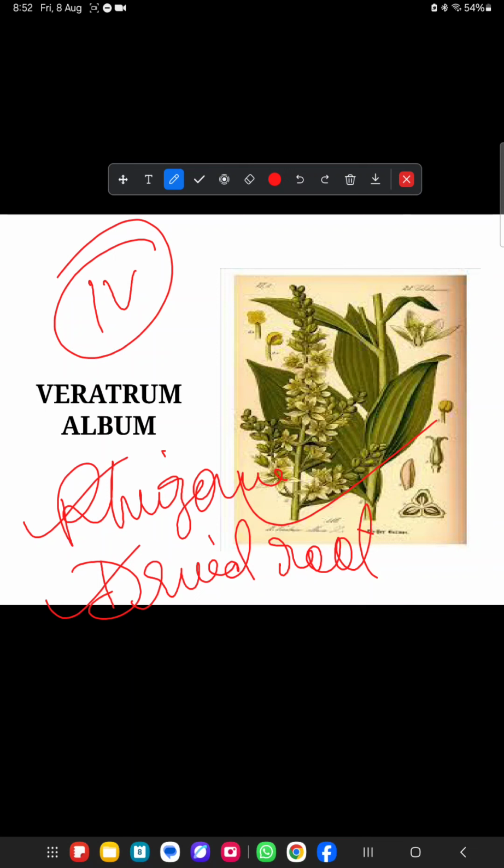So what Dr. J.T. Kent has said about Veratrum album: you will be astonished at the wonderful coldness running through this remedy, and hardly a group of symptoms will arise without the accompanying coldness. It means Dr. Kent has said that it is a rare symptom which appears without coldness. If a symptom appears, it will appear with coldness.